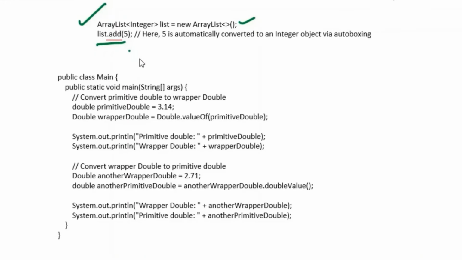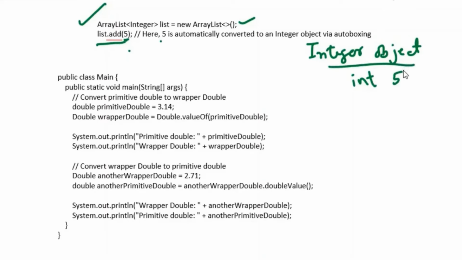Remember, Java automatically converts the primitive value 5 into an Integer object. So, this is how we can write an Integer object, and this is called autoboxing. So what is autoboxing? Whenever Java automatically converts the primitive int value, that is 5 over here, into an Integer object, this is autoboxing. And what is the reverse one?